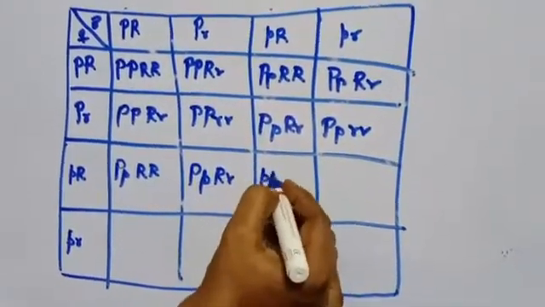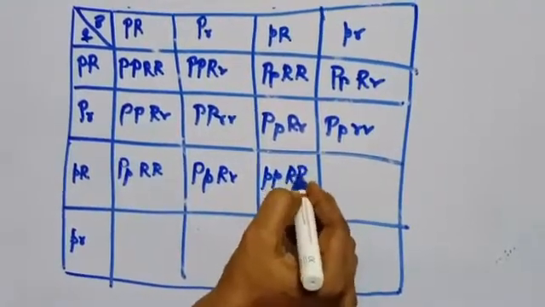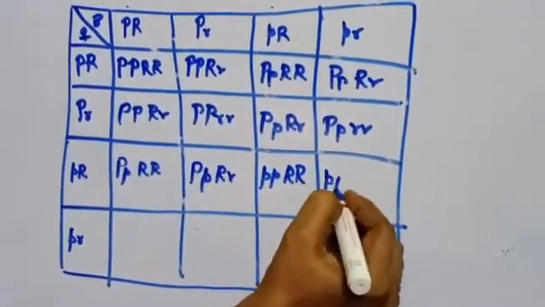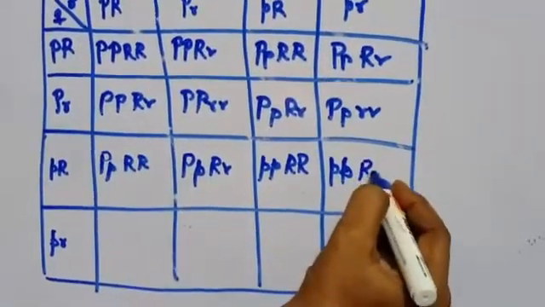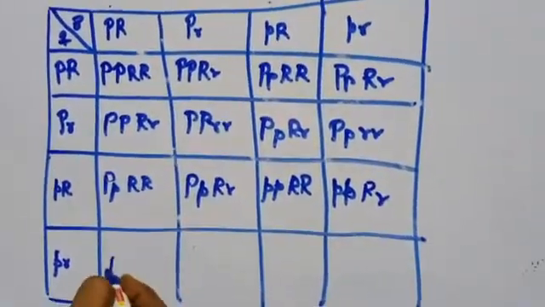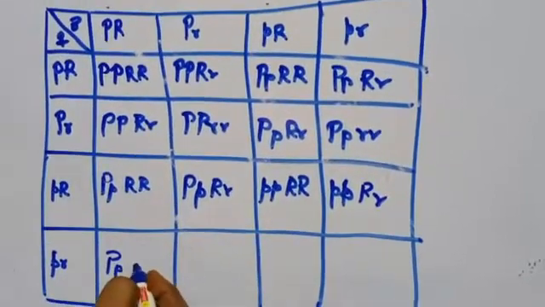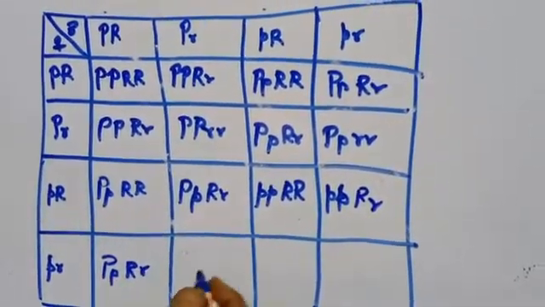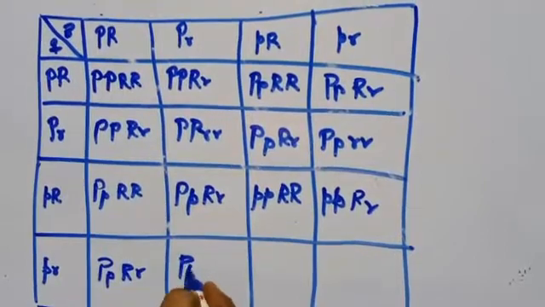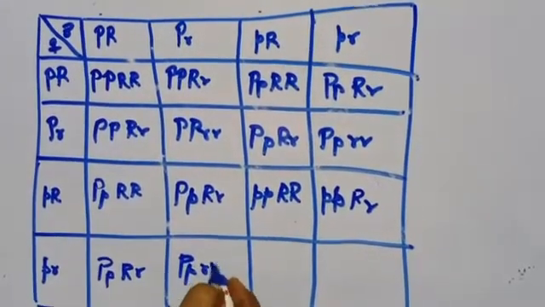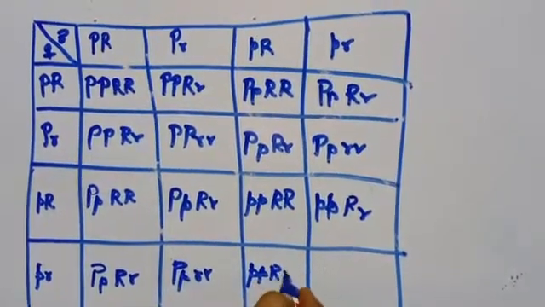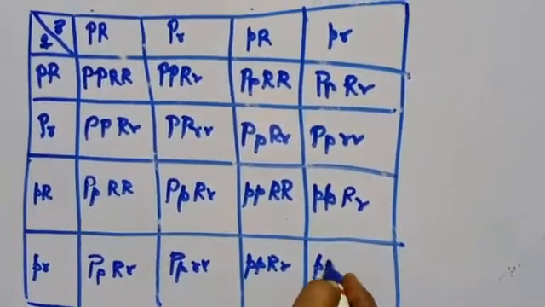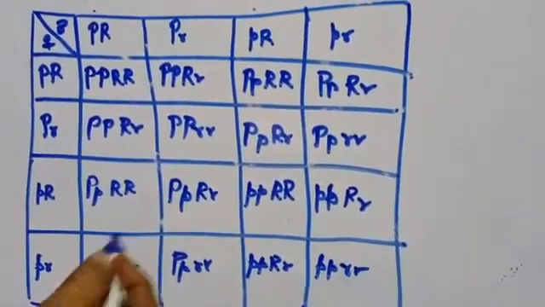Then small p, small p, capital R, capital R, small p, small p, capital R, small r. Then capital P, small p, capital R, small r. Then capital P, small p, small r, small r. Then small p, small p, capital R, small r. Then small p, small p, small r, small r.